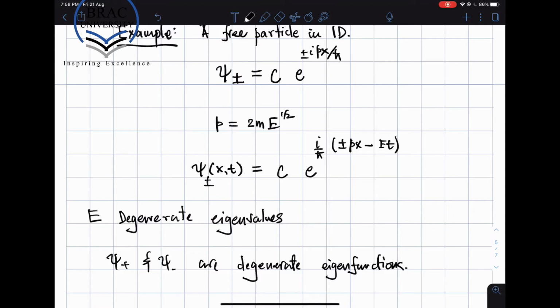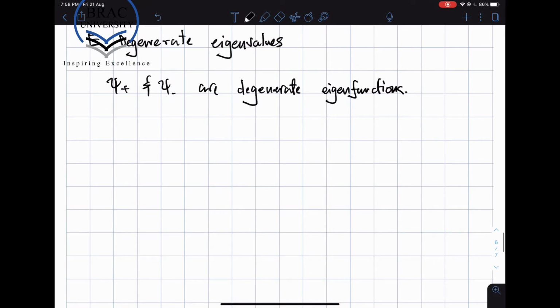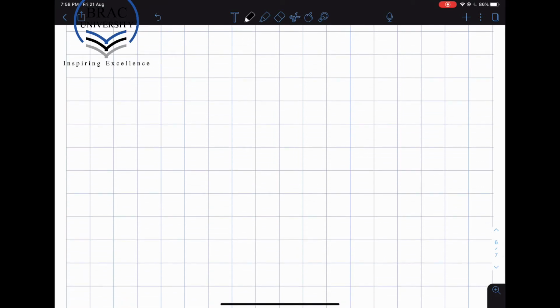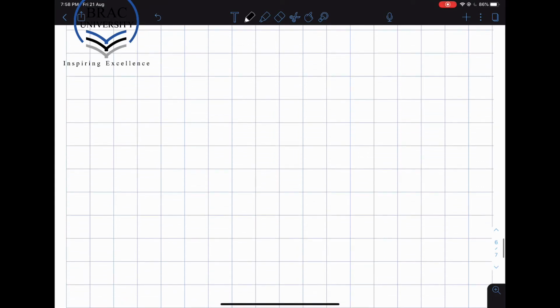So that was a side note, and let us come back to our main discussion. So let's recap. Our discussion so far brought us to this point that any wave function at a given time can be written as a linear combination of, say, the energy eigenfunctions.